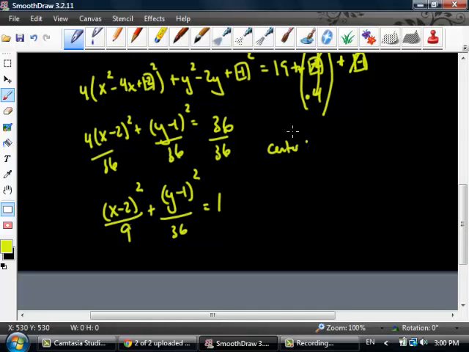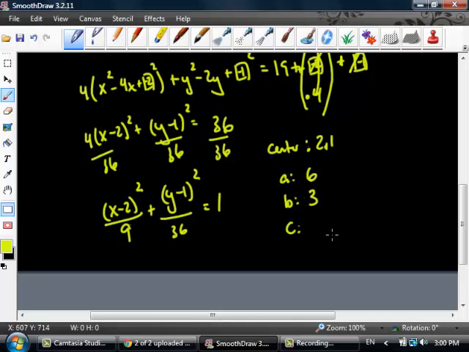What is the center of the ellipse? Center of the ellipse. 2, 1. Opposite intuition, right? And then A, B, and C. Okay, what's A in this case? It is 6. B is 3.